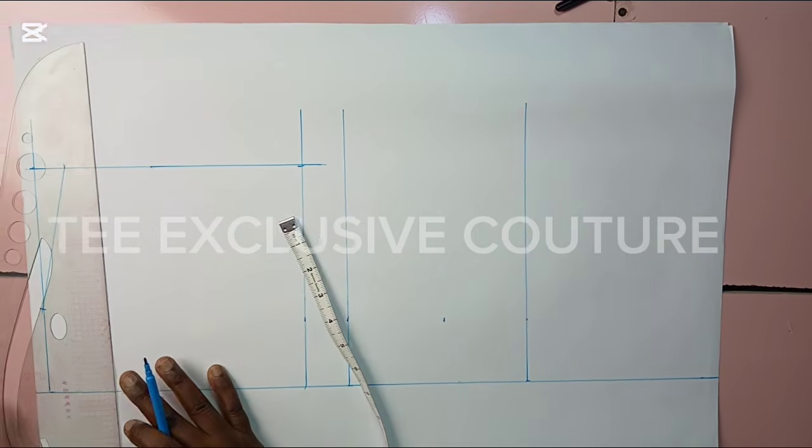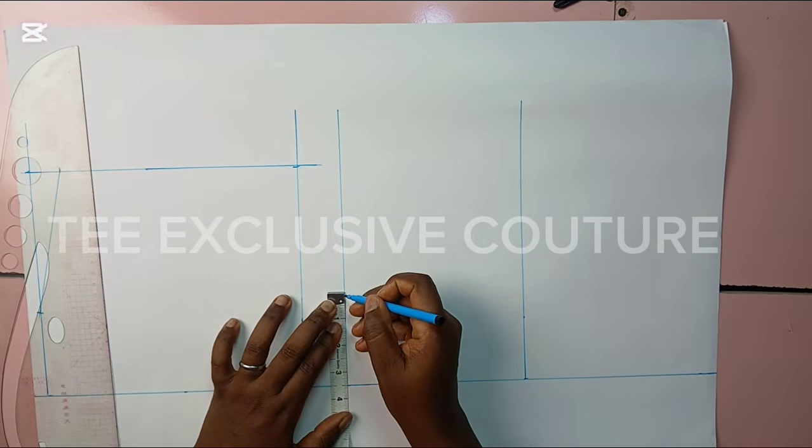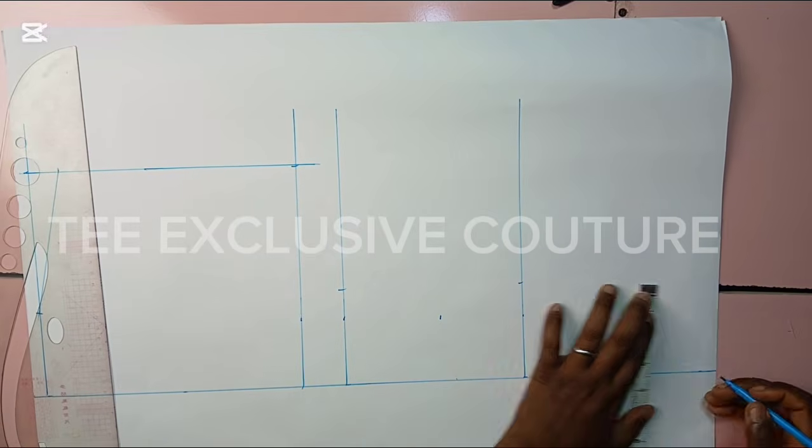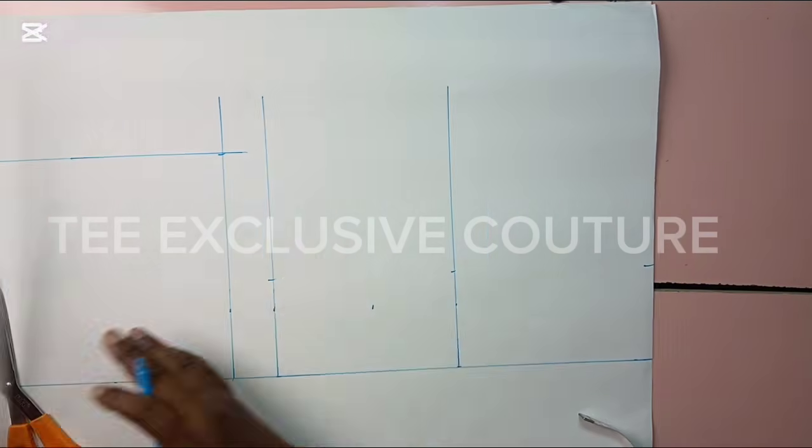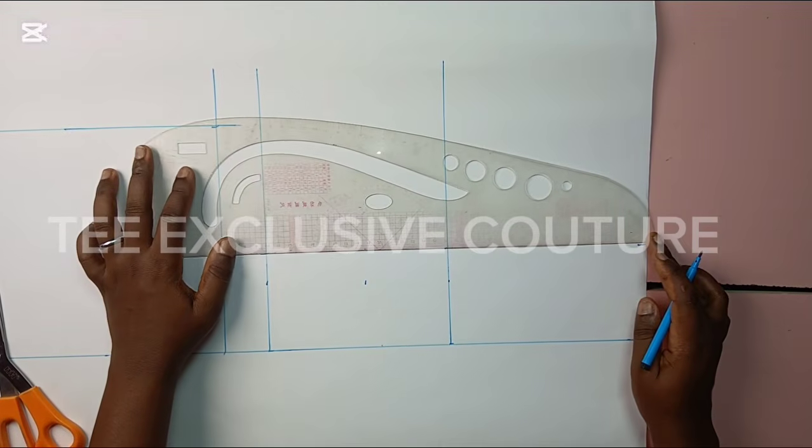The next thing we are going to be doing is measuring the bust span measurement divided by 2. So you start from the bust line and end it on the hem line. You connect that together also.